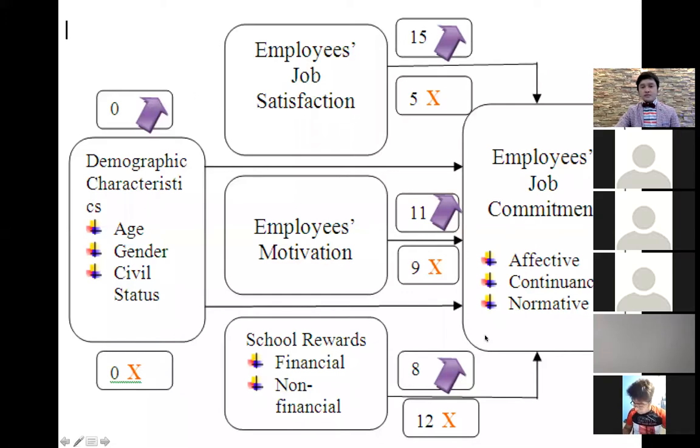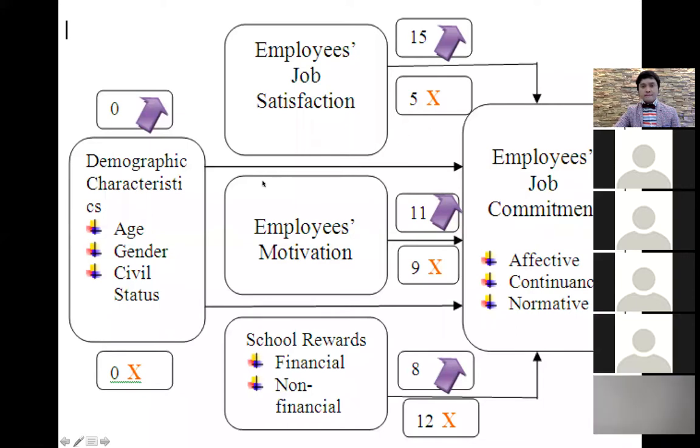Nakikita niyo ba yung arrow ko? Annotate. Yes po. Okay, wait lang ha. Okay. So, dito, meron tayong IVs, independent variable. And dito naman sa kabila, sorry, para akong elementary, DV, all right?